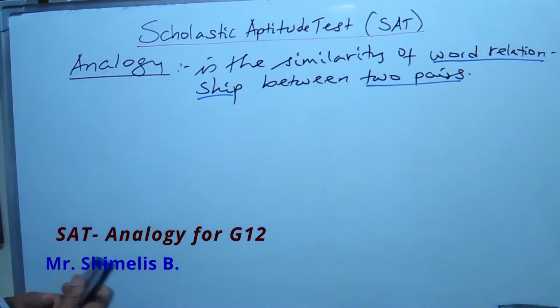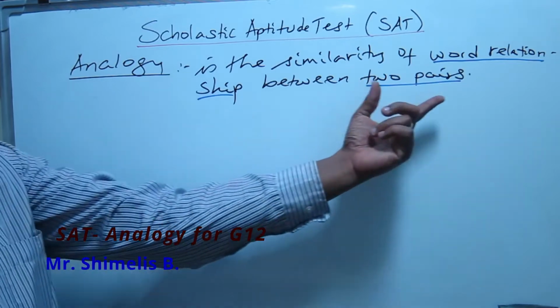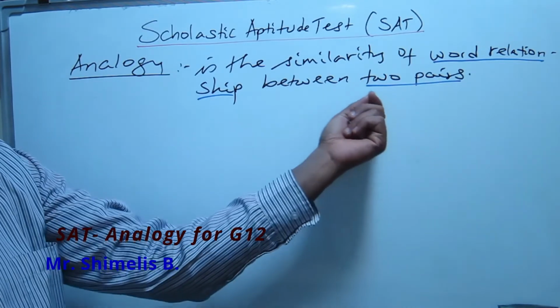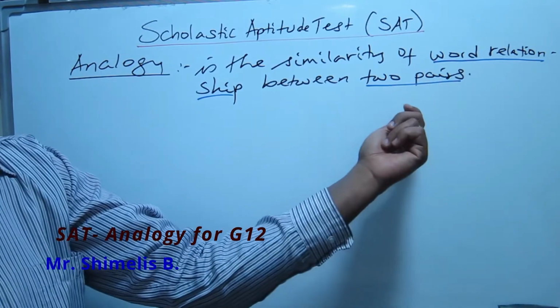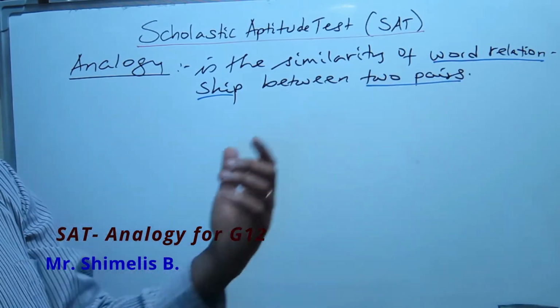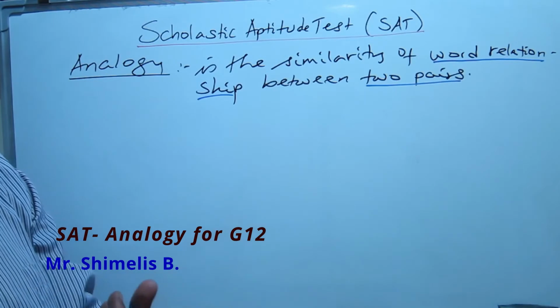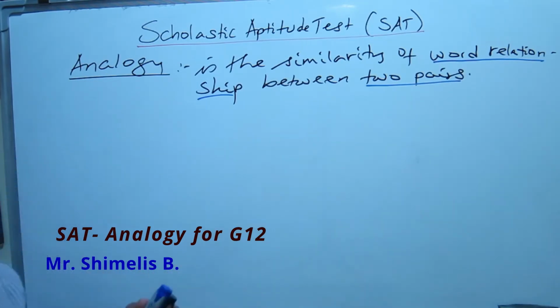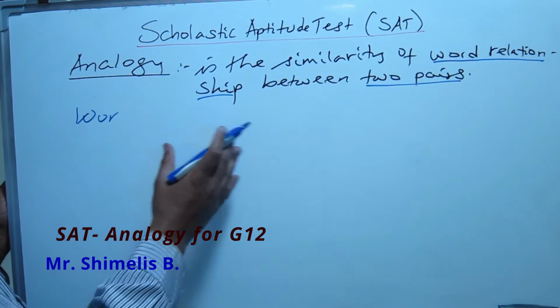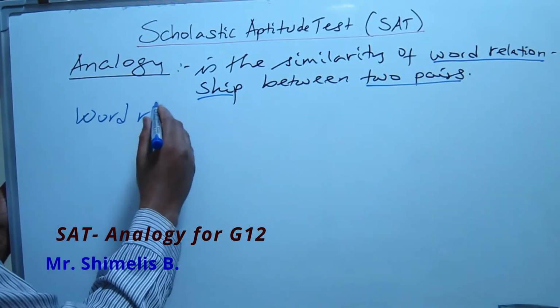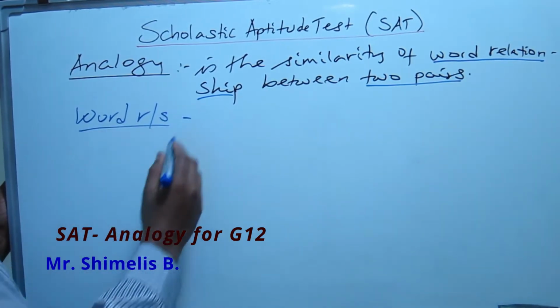So to talk about analogy, we need to have two pairs, and we are talking about the word relationship that these two pairs have, whether they have the same or similar word relationship or not. So again, what does word relationship mean by itself? You need to know this concept of word relationship to talk about analogy.